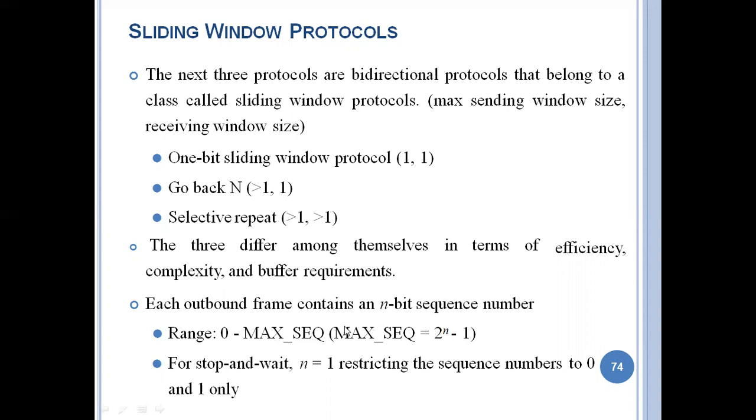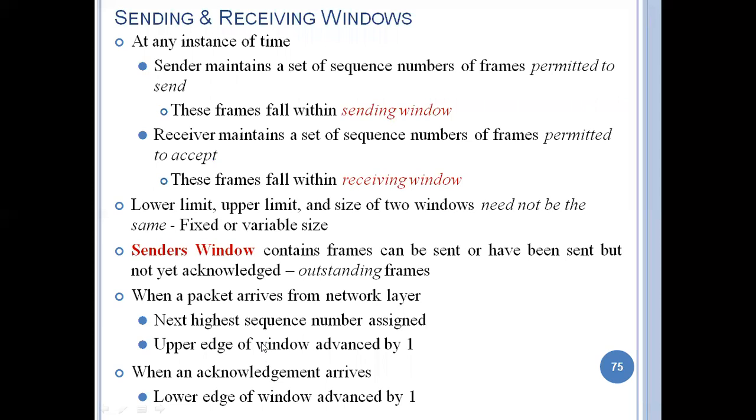Each outbound frame contains an n bit sequence number, in the range 0 to a maximum sequence of 2 power n minus 1. For the stop and wait protocol, n is equal to 1, restricting the sequence number to 0 and 1 only. Next, the sending and receiving windows.